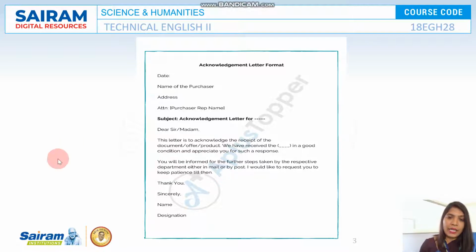Then the subject of acknowledgement, for example, promotion or leave or any inquiry. Then "Dear Sir or Madam, this letter is to acknowledge the receipt of your inquiry letter of the particular product. We have received the letter in good condition and appreciate you for such a response. You will be informed of the further steps taken by the respective department, either by mail or by post. I would like to request you to be patient till then." So this is the acknowledgement letter, and then "Sincerely." This is a basic format, and it differs according to the company and the seriousness of the problem.